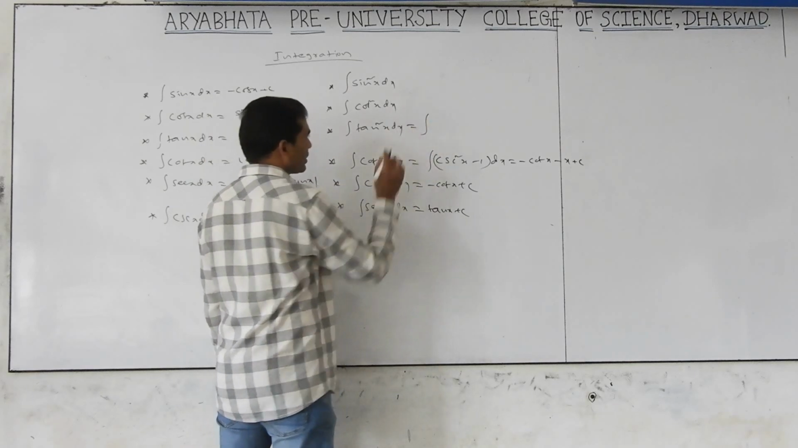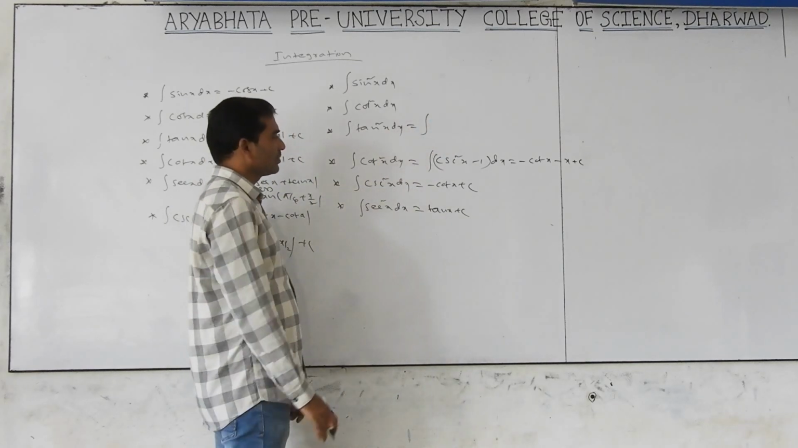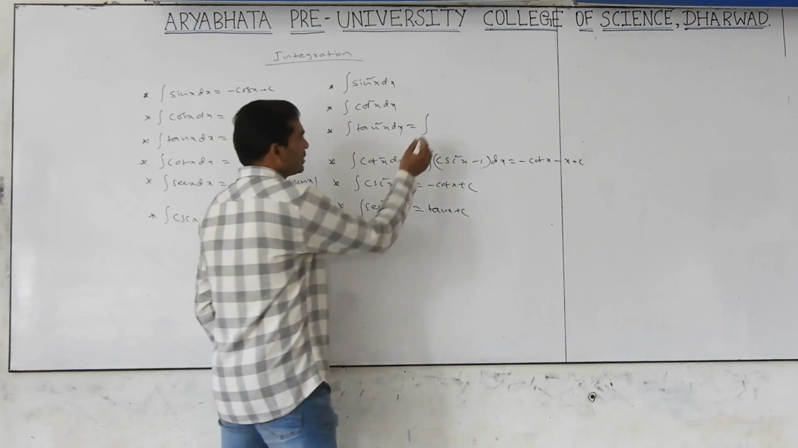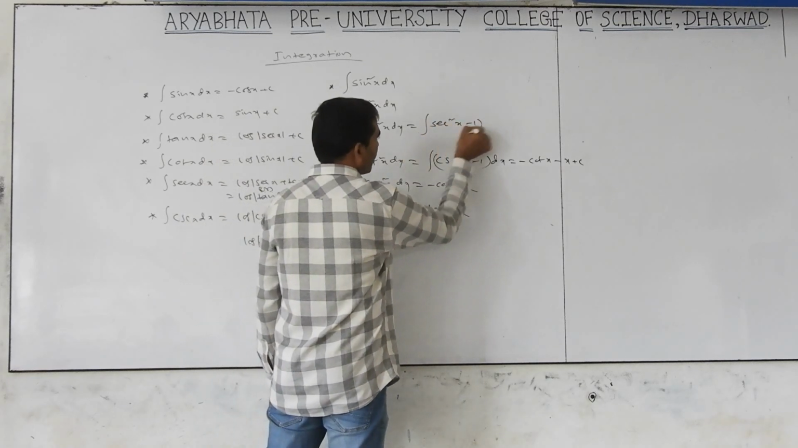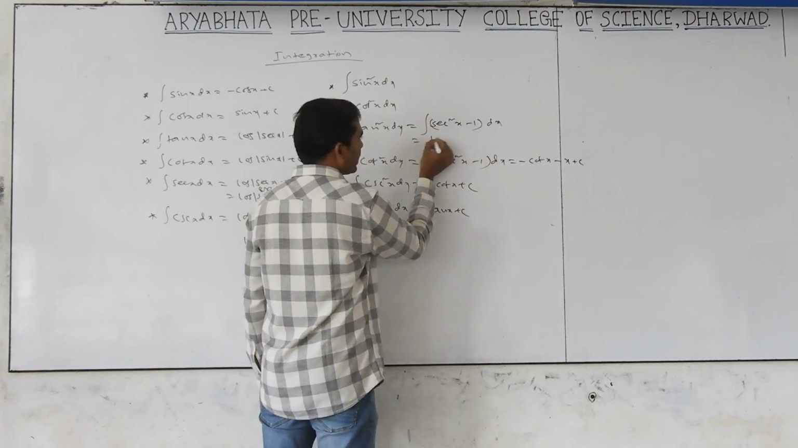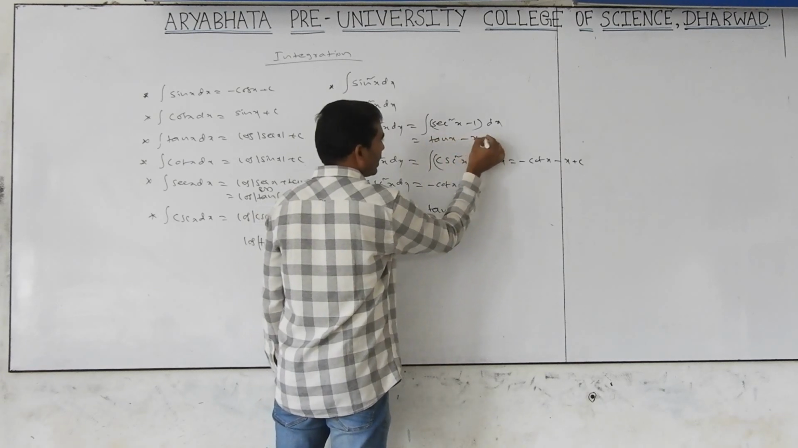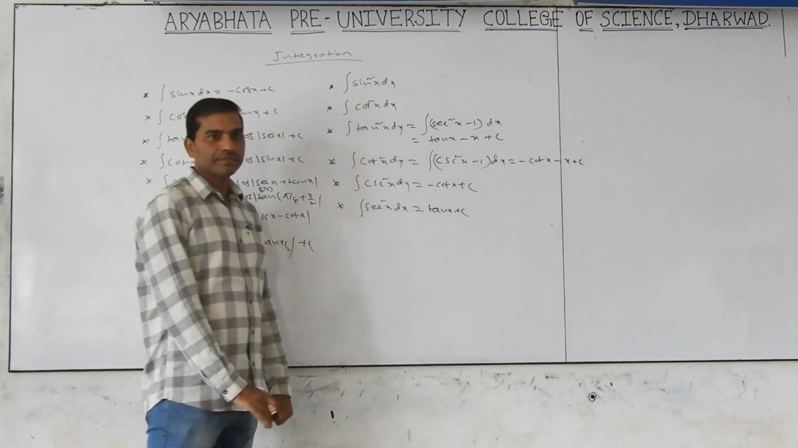Now what about tan square x? Yes, secant square x minus 1, dx. Secant square x integration is tan x, minus the integration of 1, which is x, plus c.